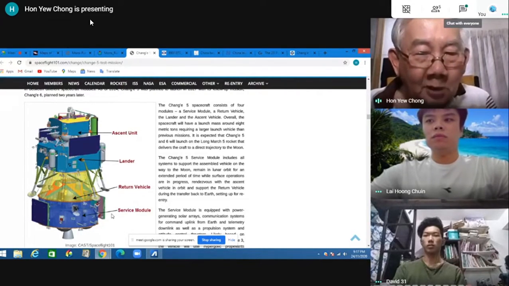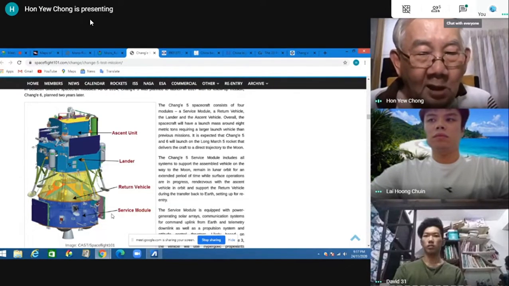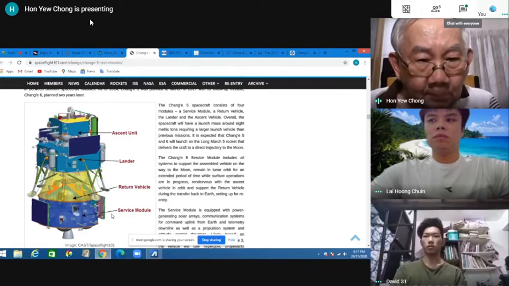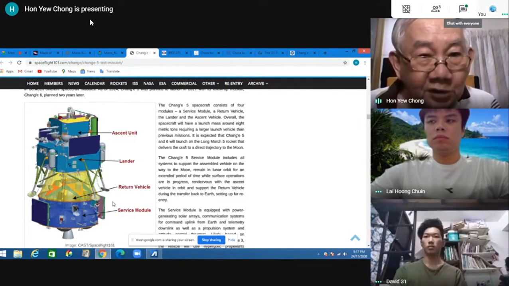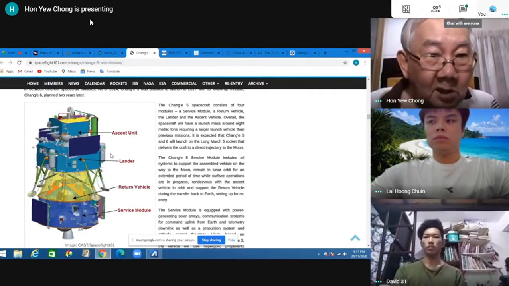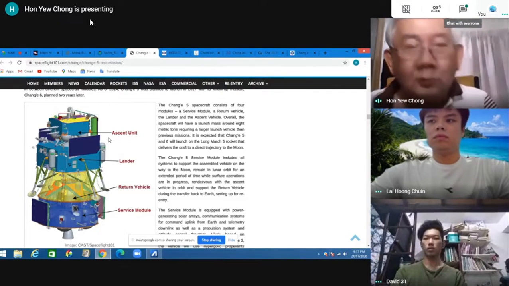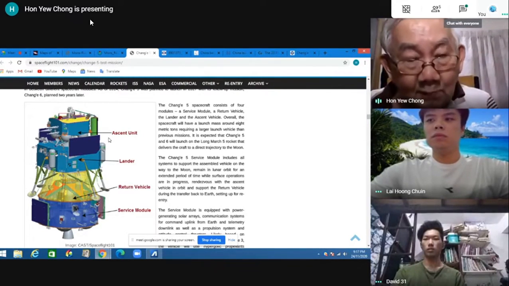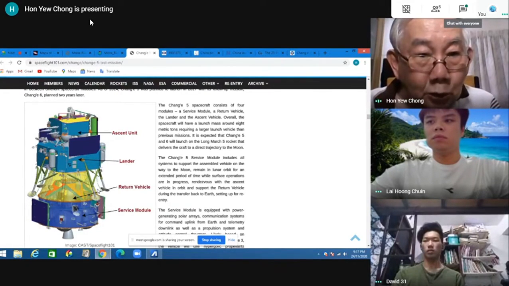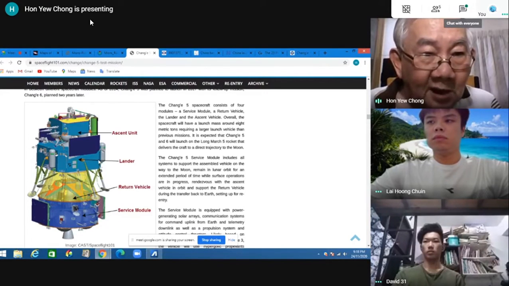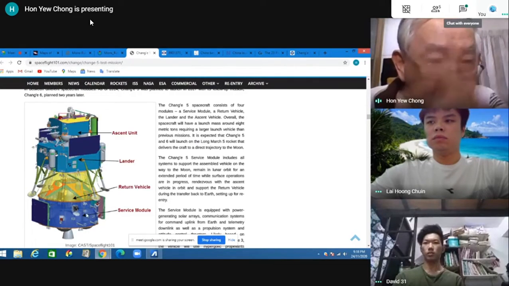All right. So this service module will push the whole Chang'e 5 mission rocket from the second stage, detach from the second stage and push it towards the moon. And when you go to the moon, it is the return vehicle, the lander, and the ascent unit which will land on the moon. And later on, after all the mission objectives are done and the moon soil is collected and put into the lander, the return vehicle and ascent unit will blast off. But the service module, of course, will keep on orbiting the moon.